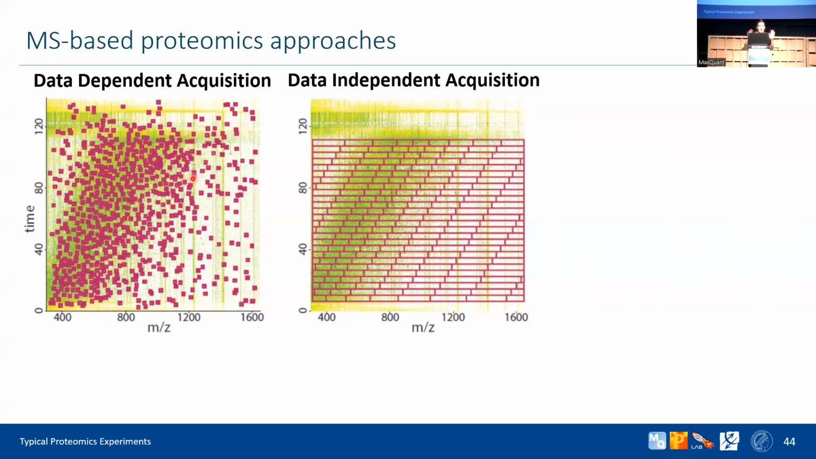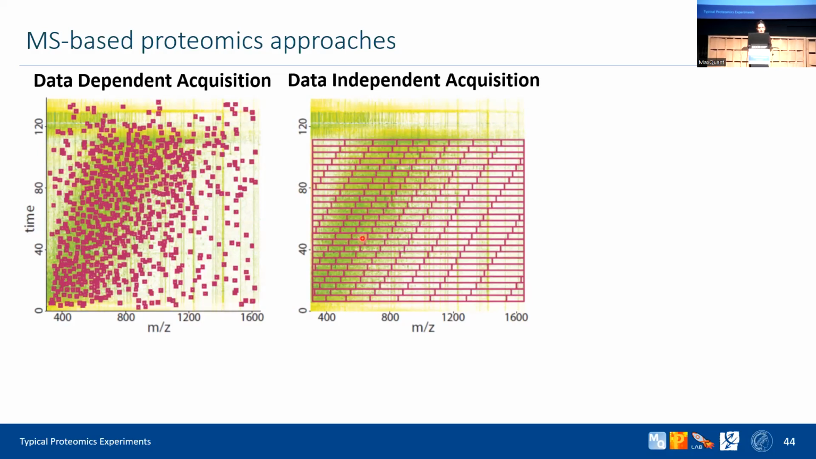Now let's put the red stuff on top again. What does the red stuff mean? Here we are in the data-dependent acquisition, so each red square means that an MSMS event was triggered at that position.